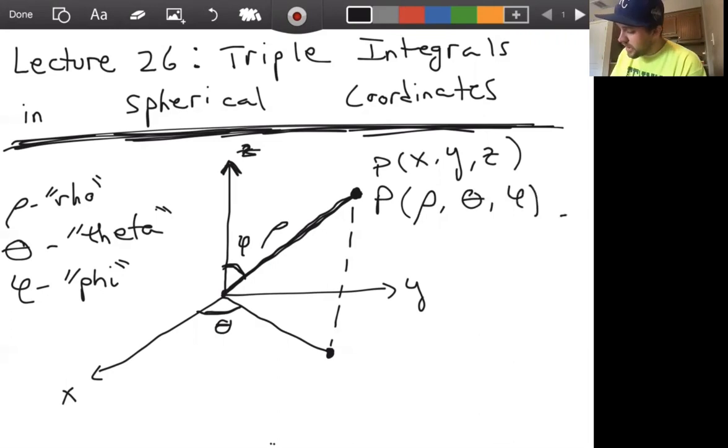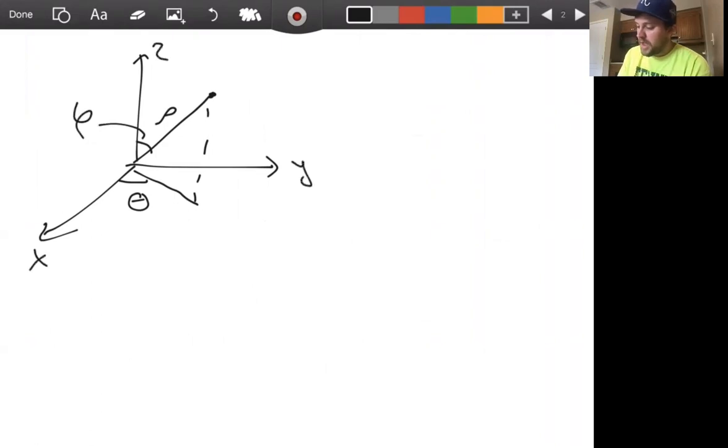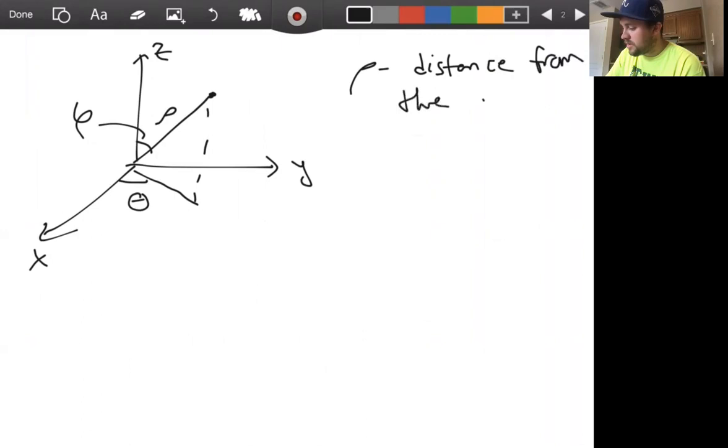And let's write what these are doing. So rho, or here, let me quickly sketch this again. We have a point, we have rho, we have theta, and we have the angle phi down from the positive z-axis. Now, rho is the distance from the origin. And so because of that, rho is some non-negative number, right? If you're at the origin, rho is 0.